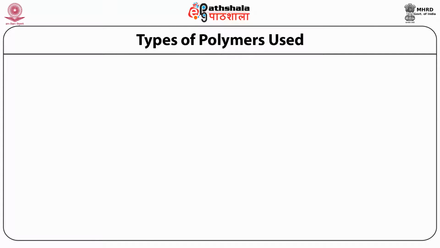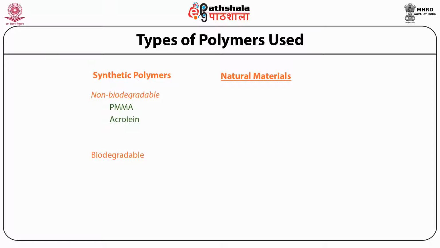Now in the figure you can see different types of polymers which can be used for the design of microspheres. These polymers can be classified as synthetic polymers or natural polymers. In synthetic polymers we have further classification. It can be biodegradable or non-biodegradable. In non-biodegradable we have polymethyl methacrylates, known as PMMA, we have acrolein, and we have epoxy polymers. These polymers are used where biodegradability is not required and the polymer can exit from the body through the GIT.